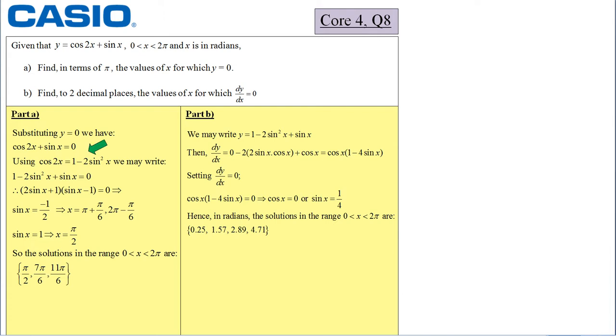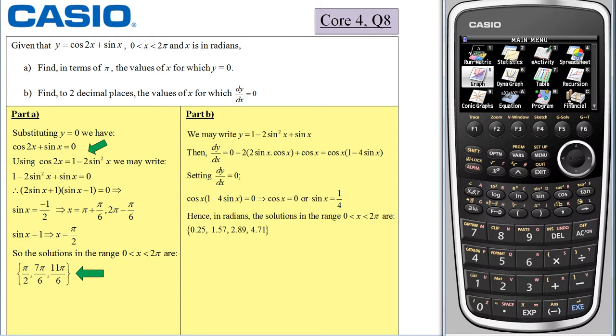You can see that I've used the identity cos 2x equals 1 minus 2 sin squared x, and I obtained a quadratic in sin x which factorised, and I eventually solved to get the following values for x: pi by 2, 7 pi by 6, and 11 pi by 6. I'm now going to use the Casio graphical calculator to confirm these values.